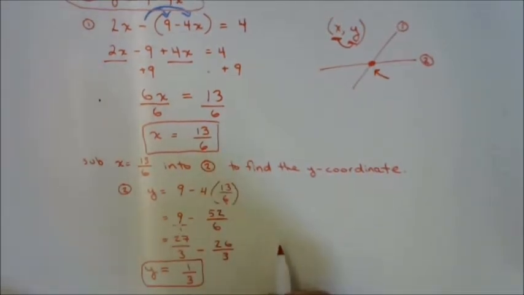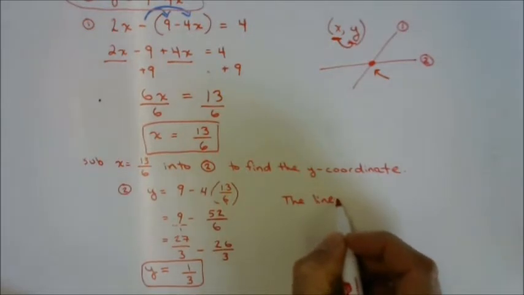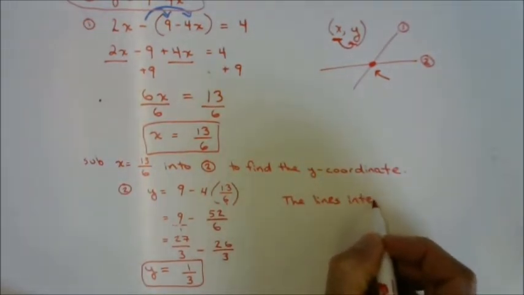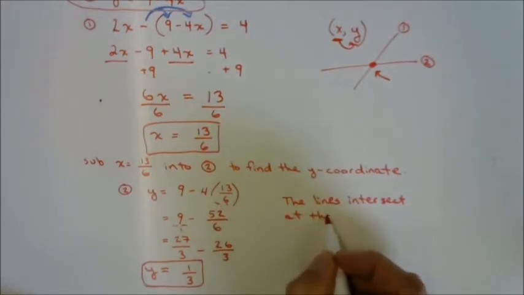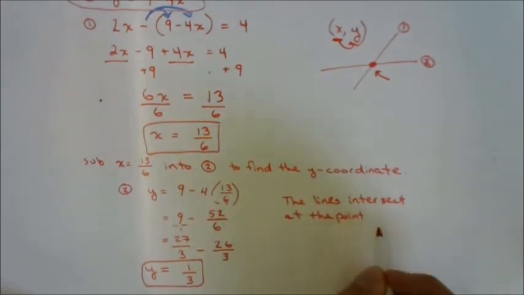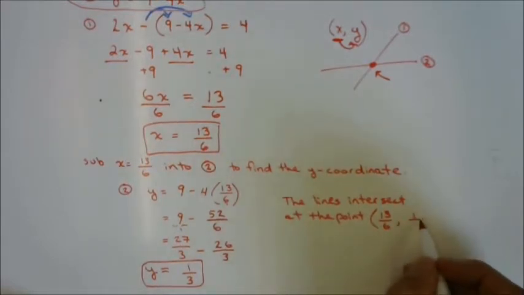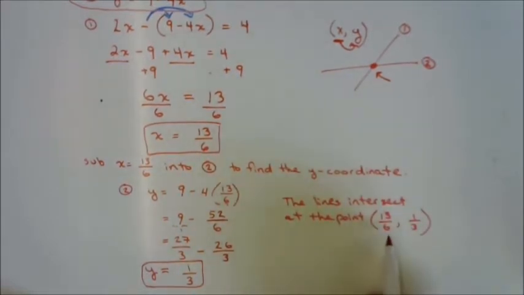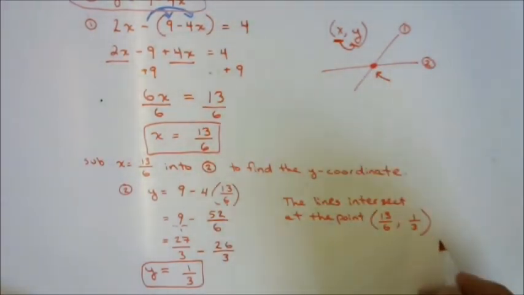So the solution here, the point of intersection, the lines intersect at the point 13 over 6, 1/3. Okay, x coordinate, y coordinate, that's this point right here where they intersect.